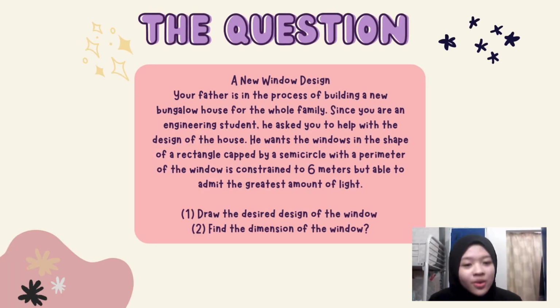Hi, my name is Nurul Yasmin Hamid and I will present about the FILA table. The question is about a new window design. Your father is in the process of building a new bungalow house for the whole family. Since you are an engineering student, he asks you to help with the design of the house. He wants the windows in the shape of a rectangle capped by a semicircle, with the perimeter of the window constrained to 6 meters but able to admit the greatest amount of light. The first task is to draw the desired design of the window, and the second is to find the dimension of the window.